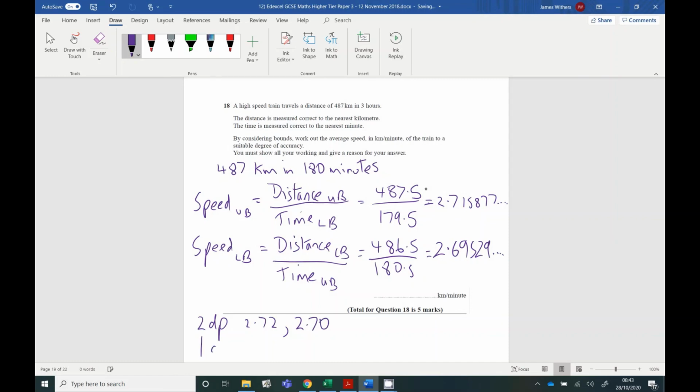Now what about 1 decimal place? Well, the upper bound is 2.7 and our lower bound is also 2.7. So that's as accurate as we can get where our upper bound and lower bound agree. So the final answer we need to give is 2.7 kilometers per minute, and maybe just state that as the bounds agree to 1 decimal place. I'm not sure you need to say that, but just absolutely copper bottom it as the bounds agree to 1 decimal place.